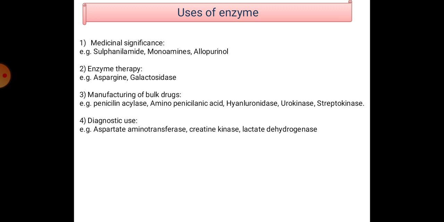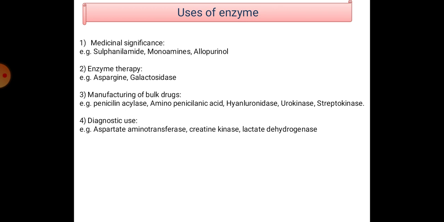Papain, pepsin and trypsin are used as digestants. Hyaluronidase is used in orthopedic practice. Urokinase is used in cardiac diseases. Streptokinase is used in the treatment of thrombosis. Enzymes have potential application in the production of medicine and allied compounds. Enzymic methods are better than classical chemical methods.